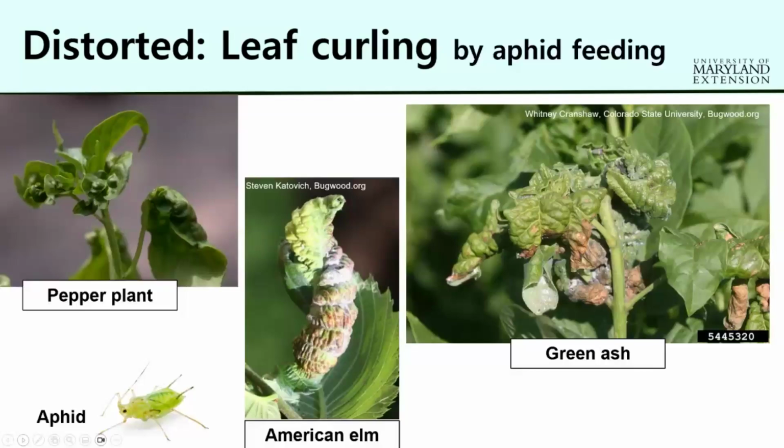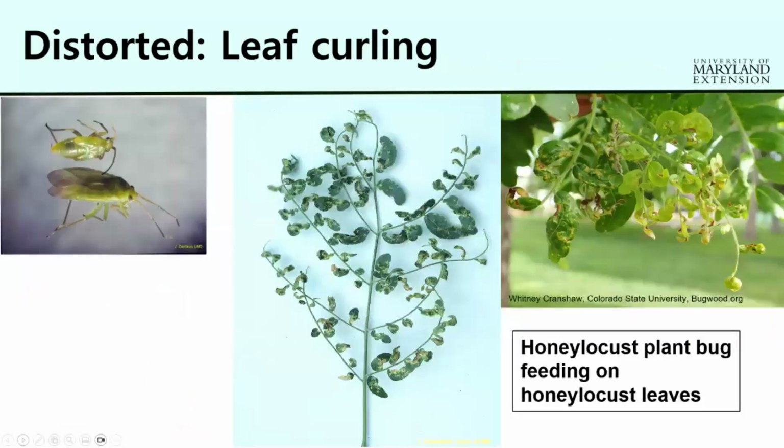We can also see leaf curling and deformation from aphids on various different types of plants. Again, they're typically targeting that young, tender, new growth. And since it's new growth, it's deformed and curled from this piercing, sucking, feeding. We also have leaf curling. This is common on honey locust with our honey locust plant bug. We can see typically young leaves form and grow curled and deformed from piercing, sucking, feeding.